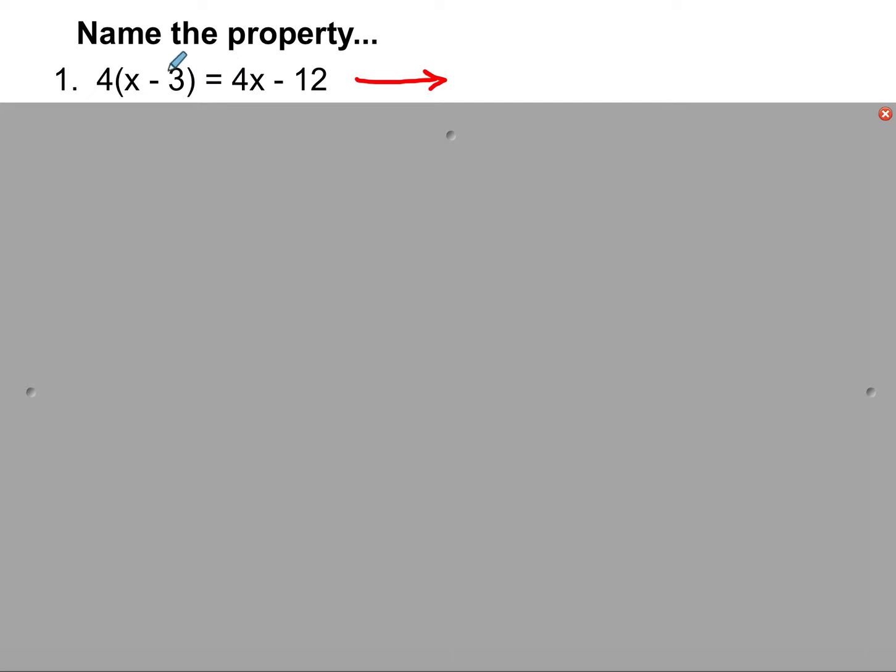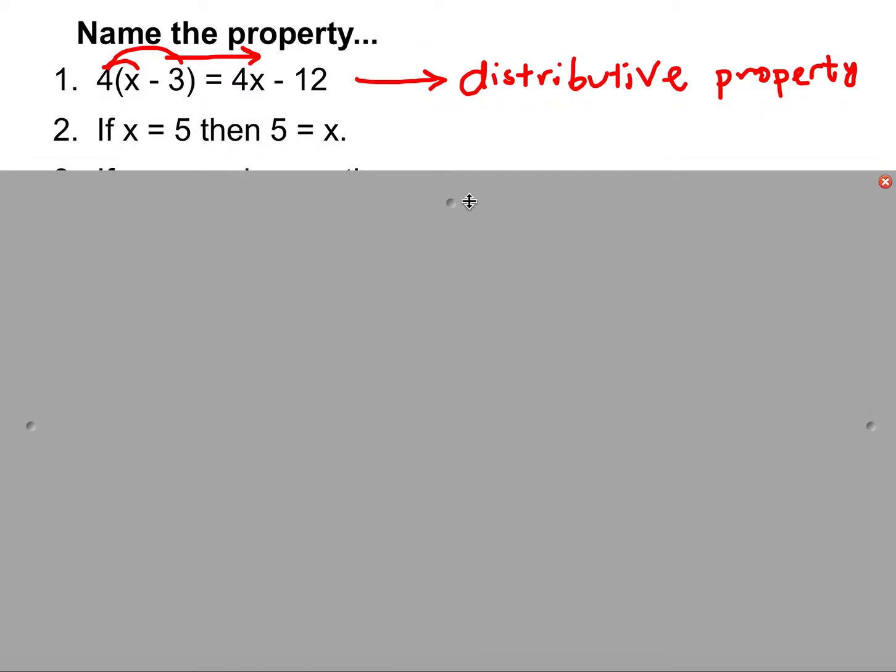So clearly from here, this side of the equation to this side, all we have done is distribute this 4 into the parentheses. So that would be the distributive property. Okay, and from now on, I'm not going to write property. I'm just going to write distributive or addition or whatever, but you get the idea.